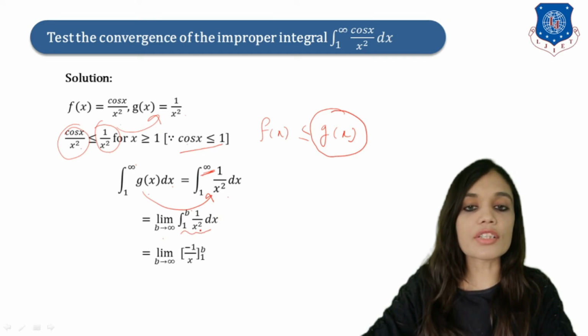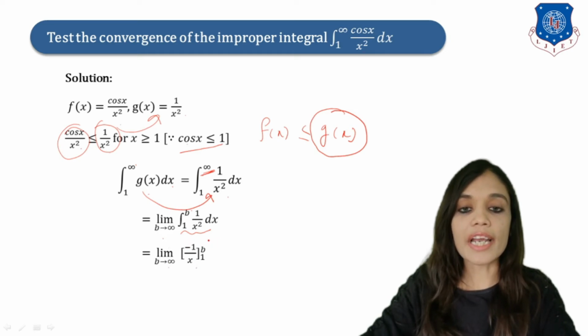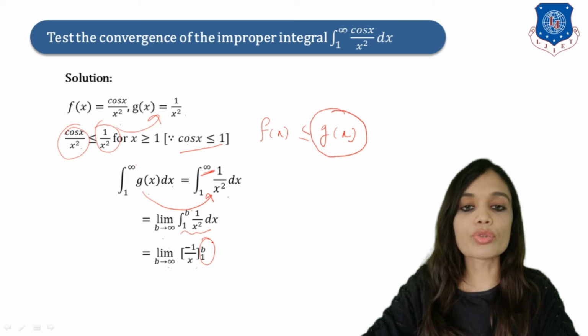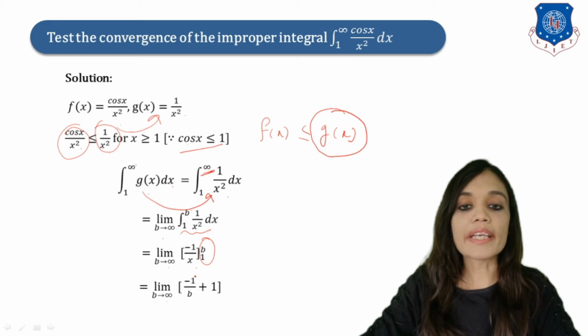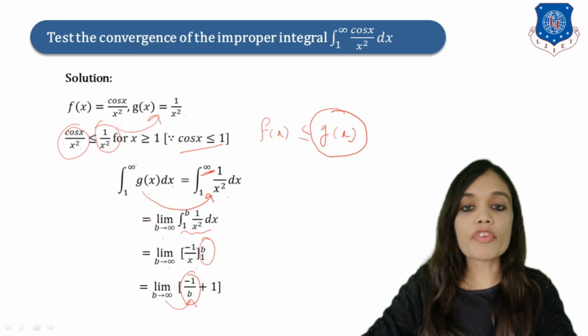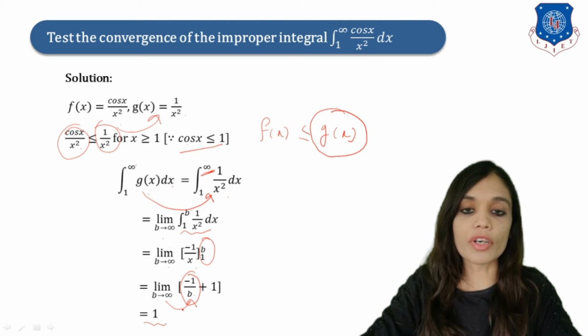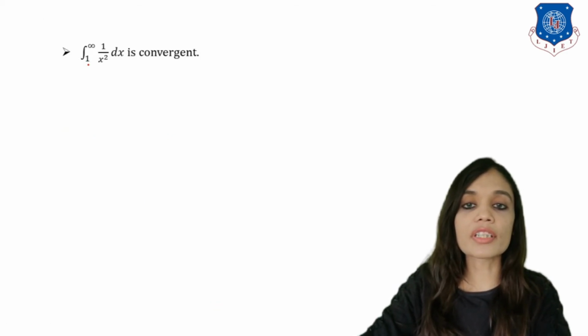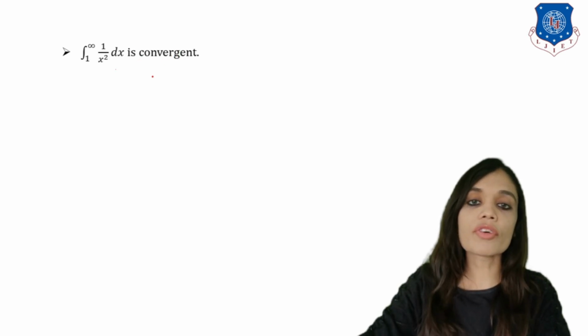Now evaluate this integration. So what we will get? Limit b tends to infinity, minus 1 upon x. Write the limits of integration. They are 1 to b. Now put the limits. So you will get limit b tends to infinity, minus 1 upon b plus 1. Now if you put infinity, this will go to 0. So our final answer of integration will be 1, which is a finite answer, right? Therefore, we can say that our given integration of g of x, that is integration 1 to infinity 1 upon x square dx, is convergent, right?